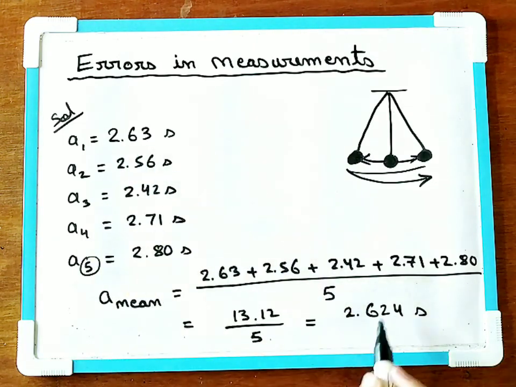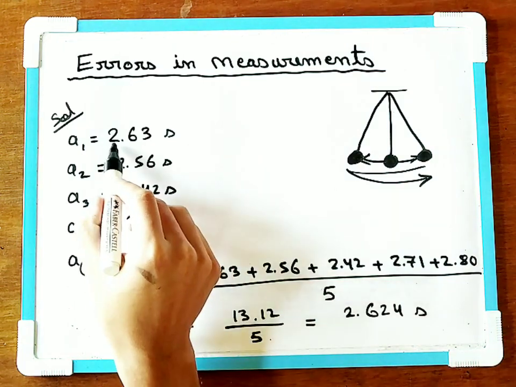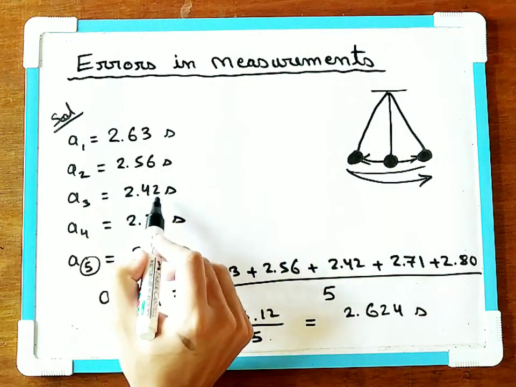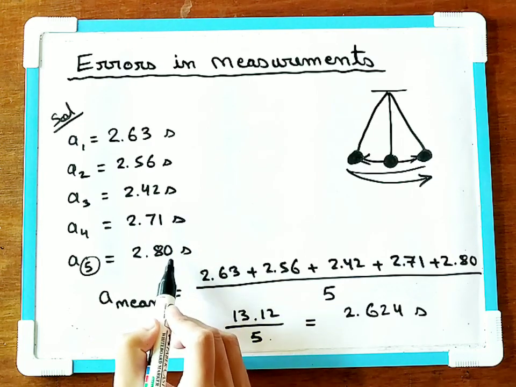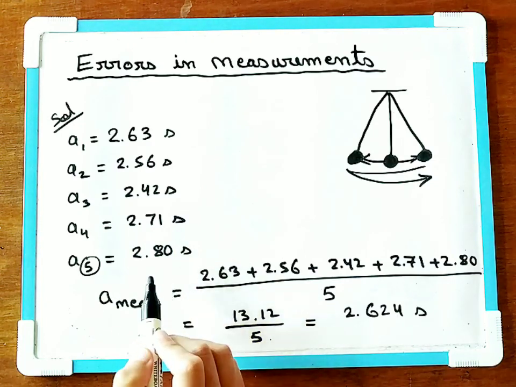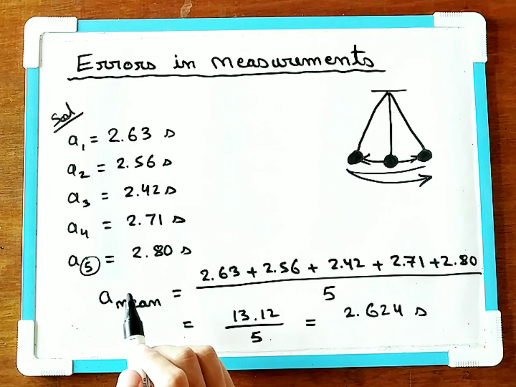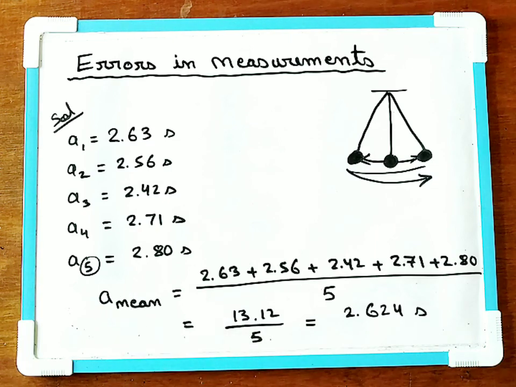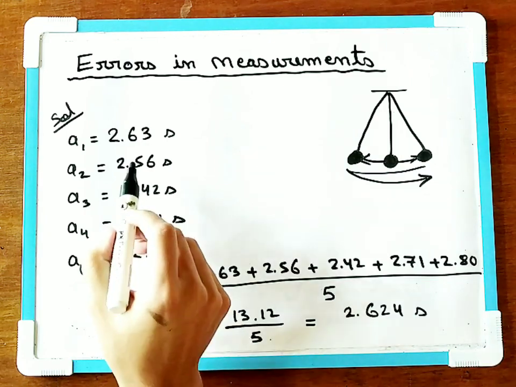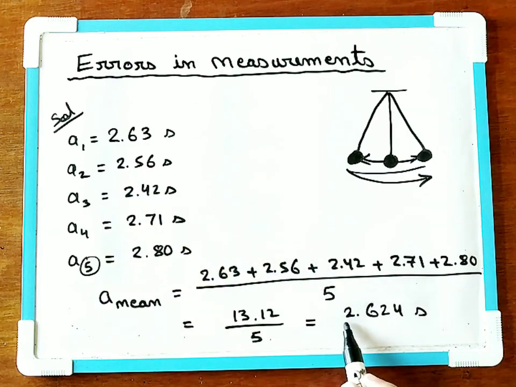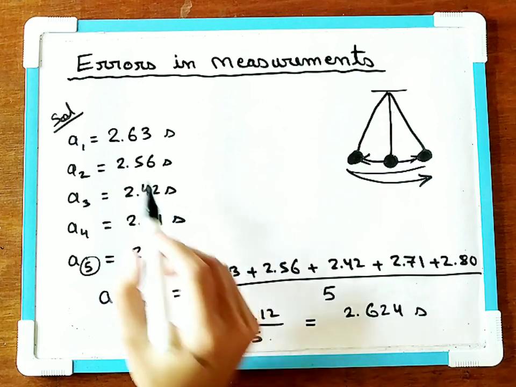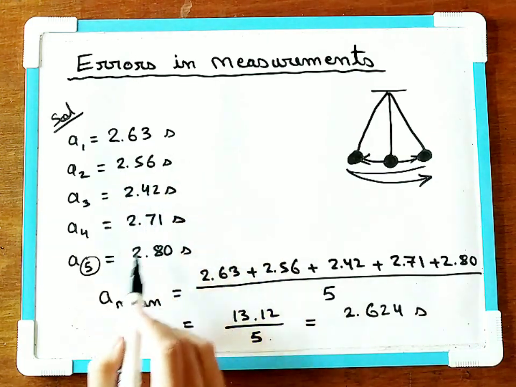Okay, or if you look at the number of digits, we have 1, 2, 3, 4 here, and here we have 1, 2, 3, here also 3, here also 3 digits. So these digits are known as significant figures. While doing any measurement, the number of significant figures in the result should be the same. For example, the significant figures of this result should be the same as this one, this one, this one, this one, and this one.